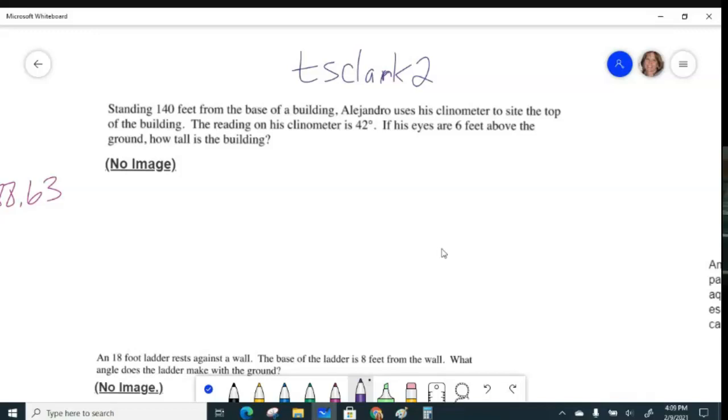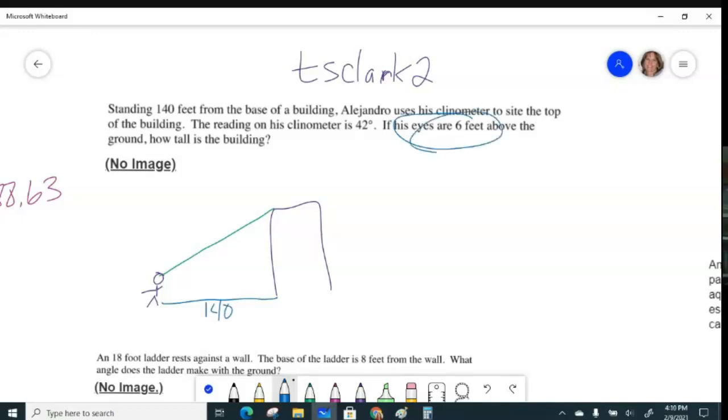For this one, this is the second question out of the learning check for today. Again, think about the fact that we've got a building. This person, Alejandro, is going to be tall like Mr. Judd because he's 6 foot, and he is standing 140 feet away. Here's my little dude, looking up at the top of the building. First of all, we're 140 feet away, but they add in that his eyes are 6 feet above the ground. So here we're at 6 feet.